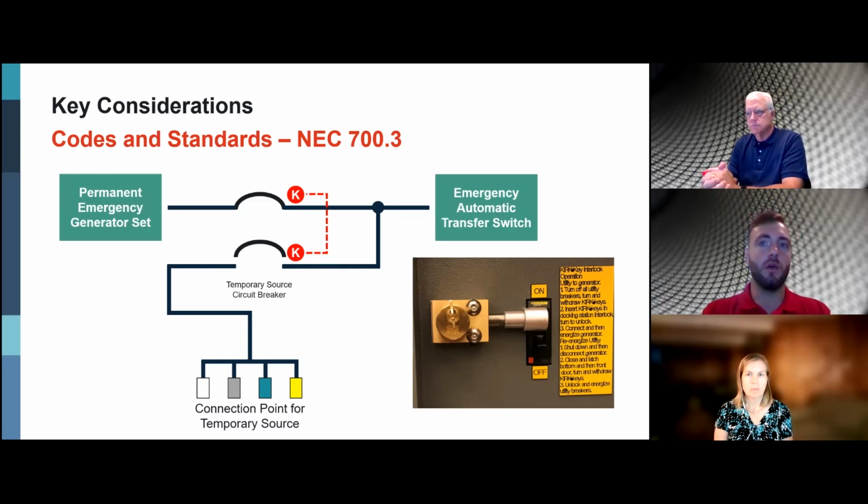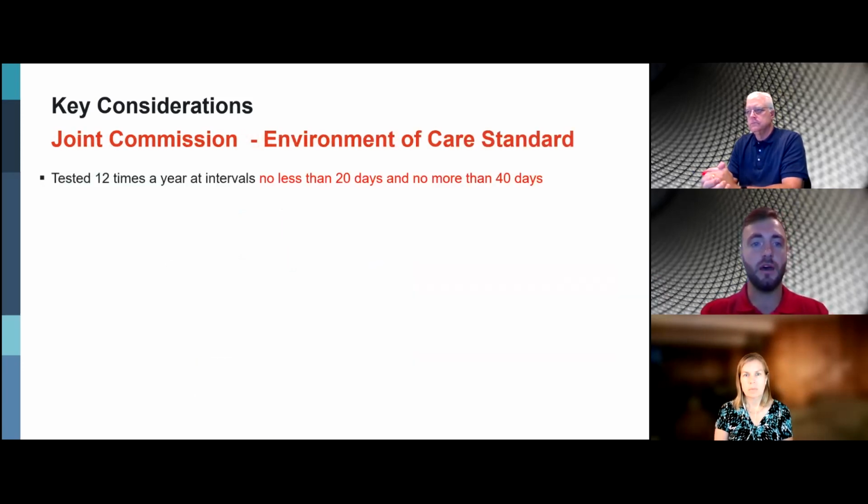So we've talked about NEC, we've talked about NFPA 99 and 110. Outside of NFPA, there are many other local and national codes that can affect a healthcare installation. A perfect example being the Joint Commission and their Environment of Care Standard. What does this mean for a healthcare installation?